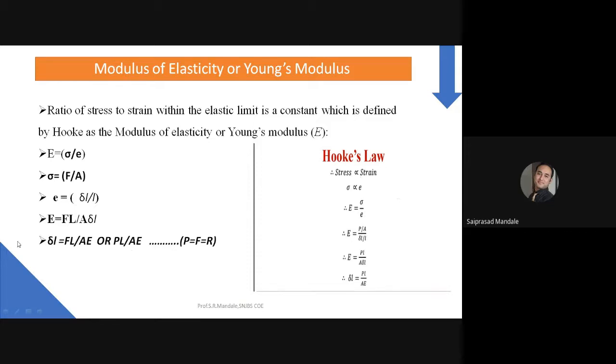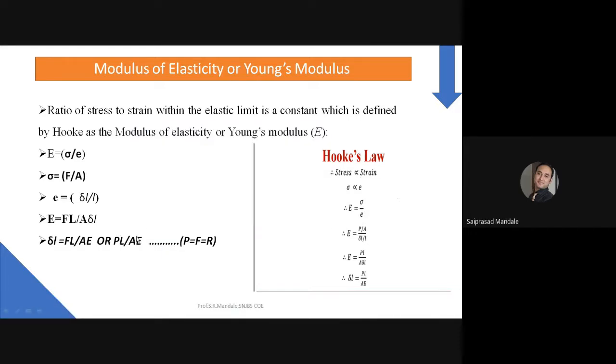What is delta L? Change in length. So in the numerical, they give us modulus of elasticity, force, length, diameter, and so on, and they tell us to identify the change in the dimensions of the material, the change in the length of the material. So in that case, we must know the formula for the change in length. The formula for the change in length is delta L equals PL upon AE. So most of the time we are using the term PL upon AE.